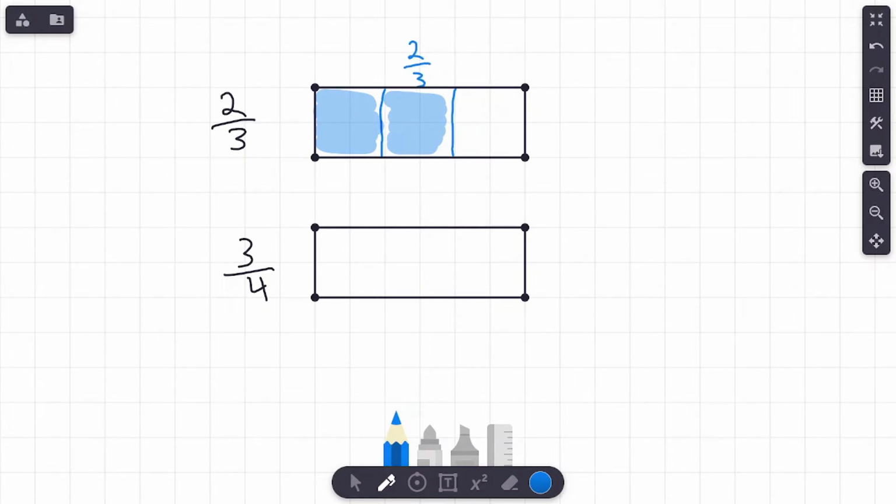Real quick question for you. If this section here was shaded in, how much would that be? Yeah, that would be 3/3. Very good. Keep that in mind: 3/3 would be equal to 1. That's a little side piece there for you. All right, let me get that out of the way. I don't want to distract us because I get easily distracted.